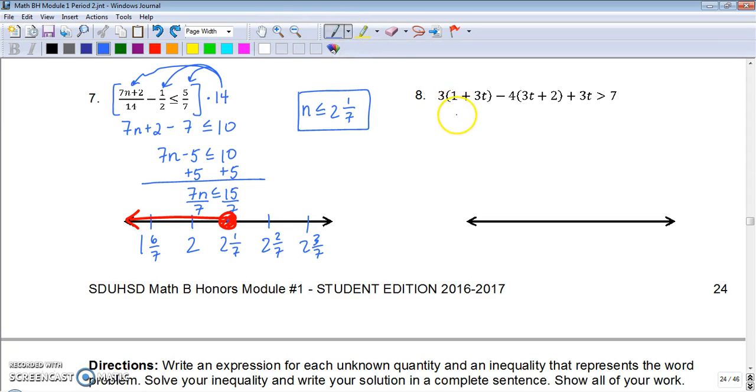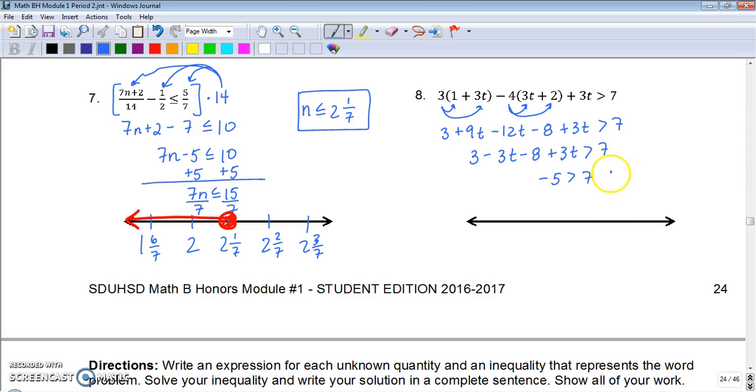Let's distribute. Get 3 plus 9t minus 12t minus 8 plus 3t is greater than 7. I'll start combining like terms. I get 3 minus 3t minus 8 plus 3t is greater than 7. And I'm noticing my t's are going to cancel. I'm going to get negative 5 is greater than 7, which that is not true, it's false.